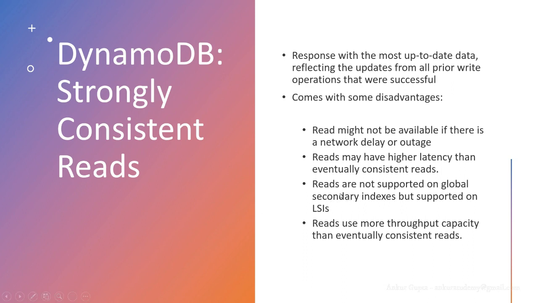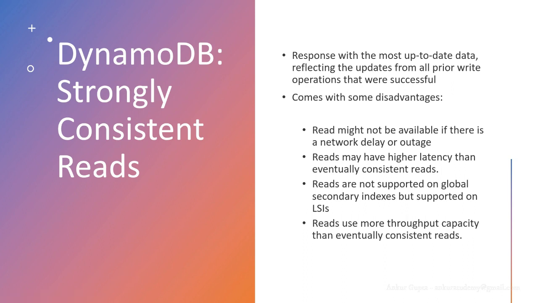Another important thing to note here is that if you are using global secondary indexes to query data from your table, strongly consistent reads are not supported. Only LSIs, or local secondary indexes, support strongly consistent reads. And of course, because DynamoDB is doing a greater amount of work in the background if you choose strongly consistent reads, it's using extra resources to make sure that you get the latest version. Thus, it uses more throughput capacity than eventually consistent reads.